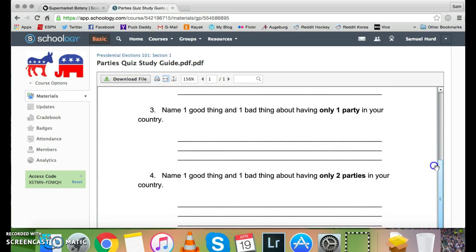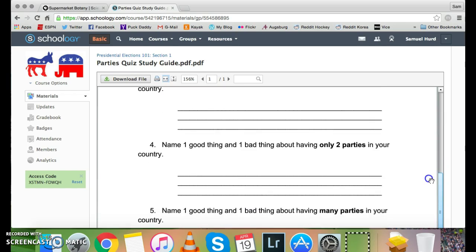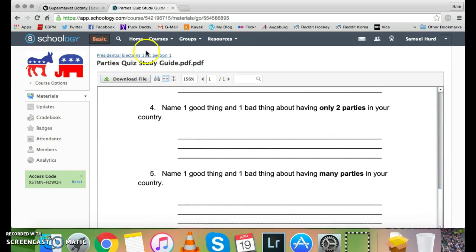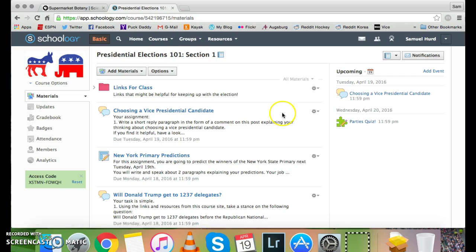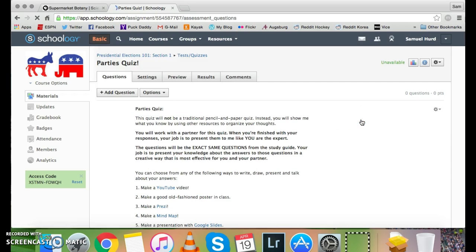Name a good and a bad thing about having only 1 party in your country, having only 2 parties in your country, having many parties in your country. And as I said, this is the study guide, but I did want them to actually take this quiz. Now, I didn't want to set up this quiz on Schoology.